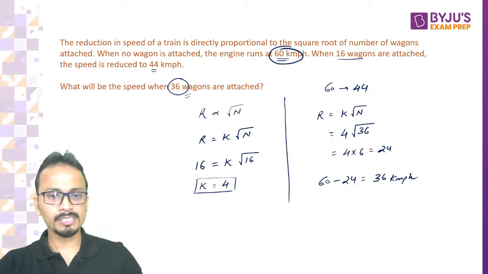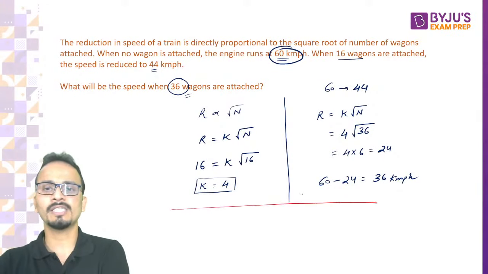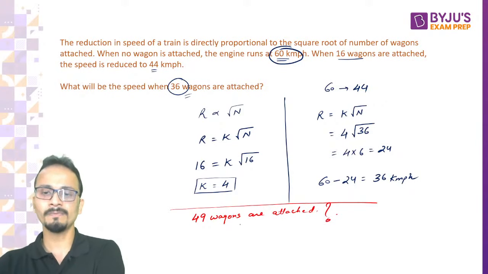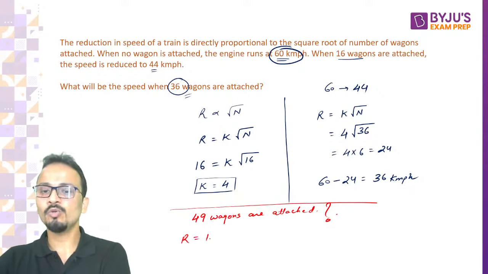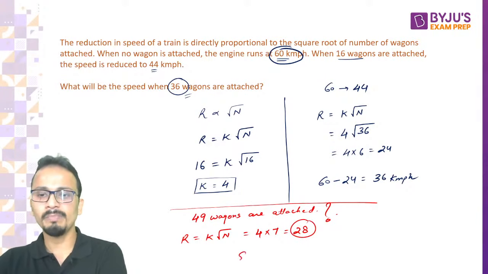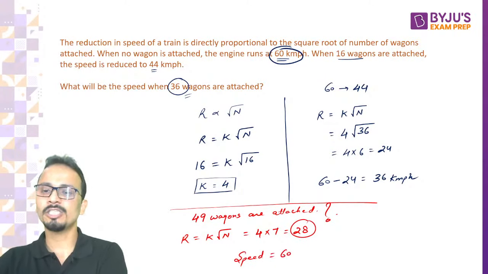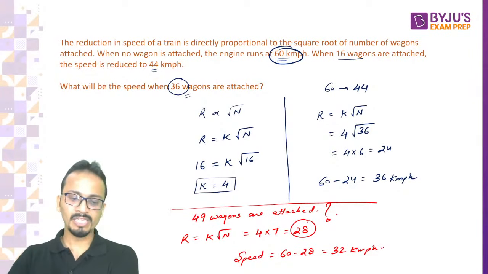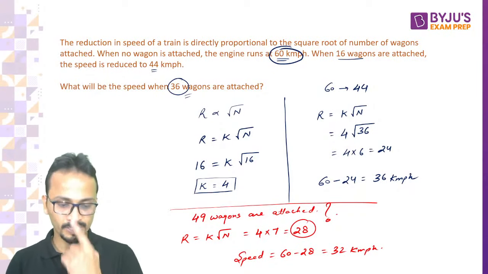Okay. Now let's talk about one more case. Let's say instead of 36 wagons, we are attaching 49 wagons. So what will be the speed when 49 wagons are attached? All right, let's calculate this one. So reduction in speed is equal to K times under root of number of wagons. Okay, now the value of K is 4. Under root of 49 is 7. So reduction in speed will be 28. All right, so the speed will be 60 minus 28, that is 32 kilometer per hour. So I believe now you must have understood when I've taken the next example.